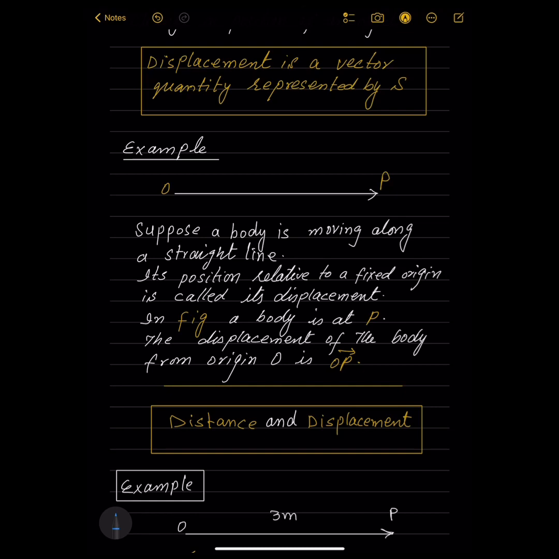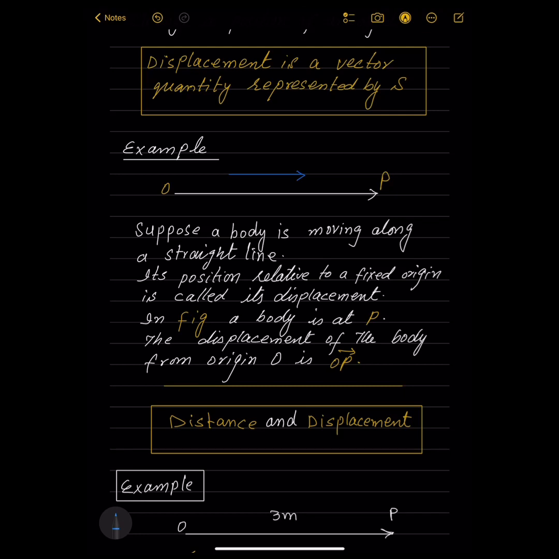A body is moving along a straight line. ये फिगर में रिप्रेजेंट किया हुआ है, O is the origin, O to point P. A body is moving from origin से P point की तरफ. Suppose a body is moving along a straight line. Its position relative to a fixed origin is called its displacement.